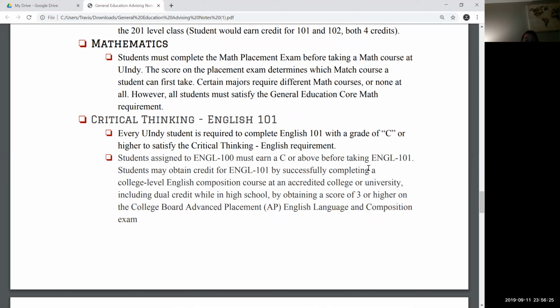So that's something you want to pay attention to. A lot of students come in with dual credit for English 101 or AP credit. So if you scored 3 or higher on the College Board AP English language and composition exam, then you will get credit for English 101. So you need to pay attention to that.